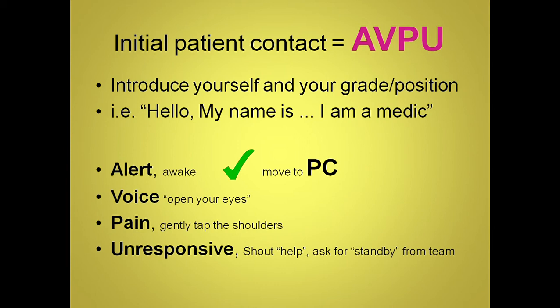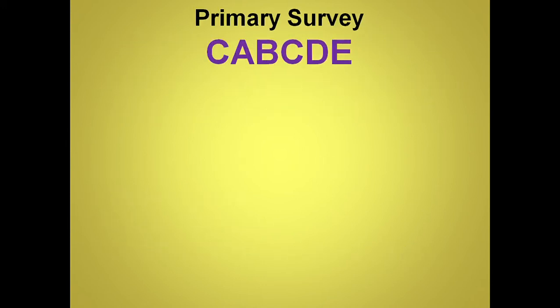If we are faced with an unresponsive patient, we need to consider getting that extra help, but we don't want to be phoning 999 just yet, because we know one of the first questions they always ask us is, is the patient breathing? So all I'm going to do at this stage is maybe shout for help, put somebody on standby, somebody ready to make that phone call for me.